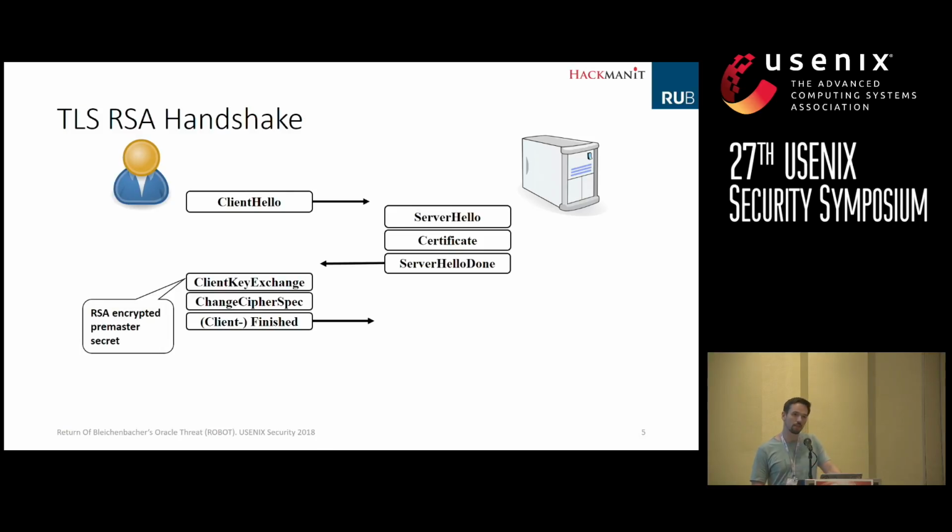Afterwards, the client now has the public key of the server, so it can encrypt something like the RSA pre-master secret. This pre-master secret is used to derive all the secrets in the TLS protocol. It is encrypted with the public key of the server and sent to the server. Afterwards, the client can send change cipher spec and finished messages, which authenticate the client. The server accepts the client key exchange message, decrypts the pre-master secret, and then can authenticate itself with the finished message.